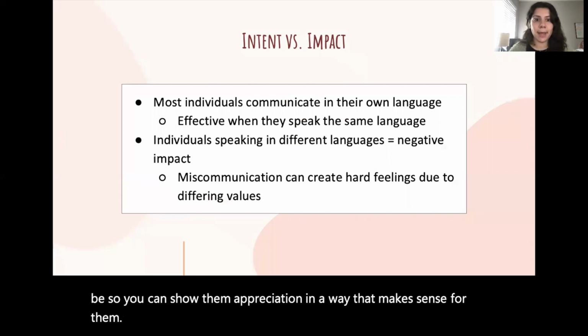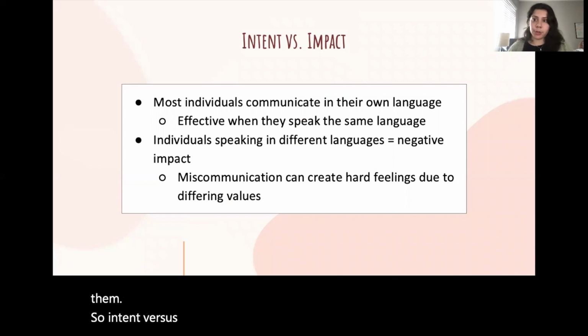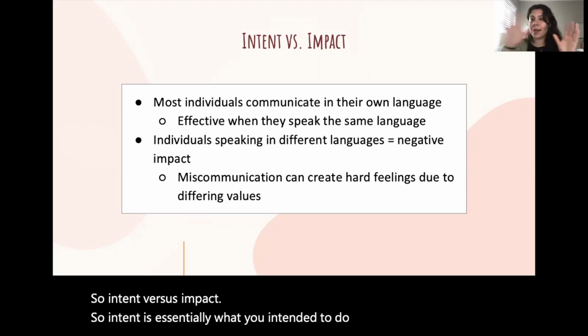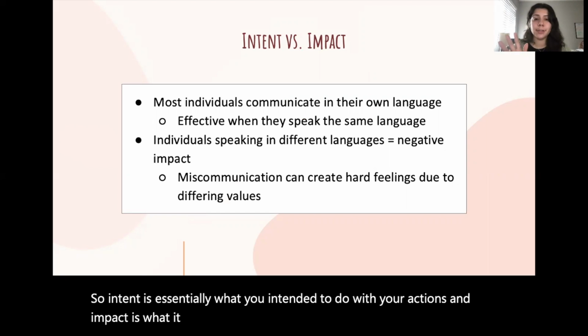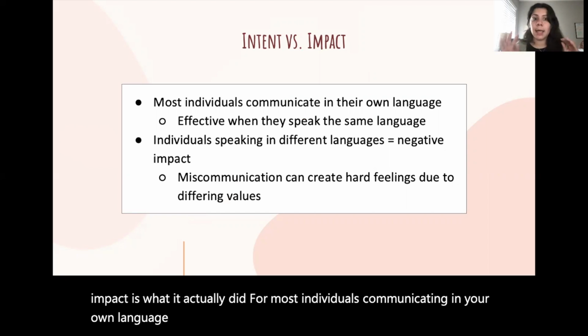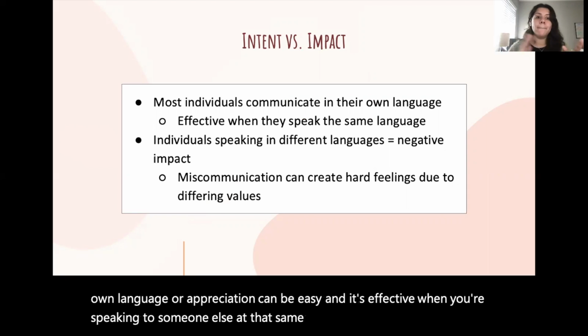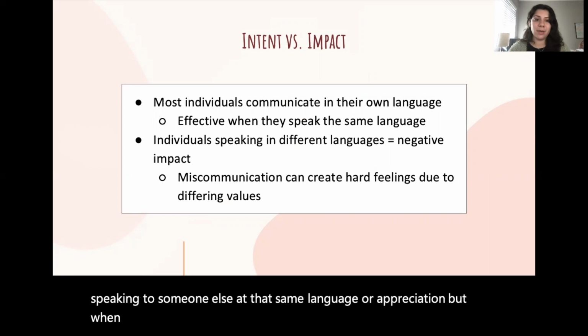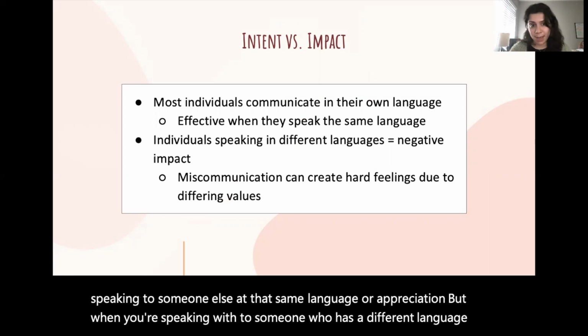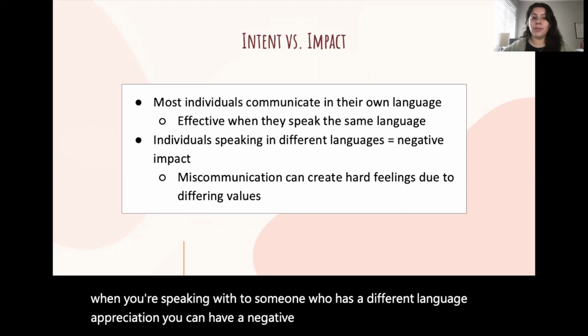So, intent versus impact. Intent is essentially what you intended to do with your actions, and impact is what it actually did. For most individuals, communicating in your own language of appreciation can be easy, and it's effective when you're speaking to someone else who has that same language of appreciation. But when you're speaking to someone who has a different language of appreciation, it can have a negative impact. It can create hard feelings due to differing values.